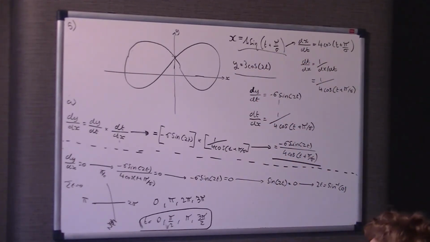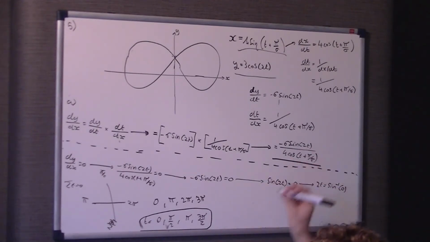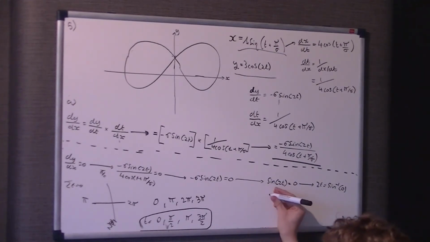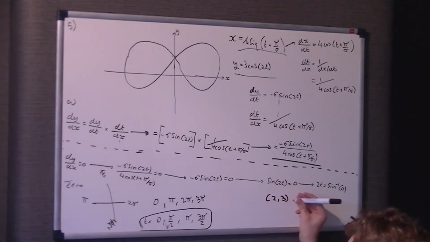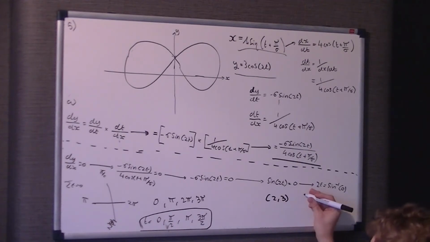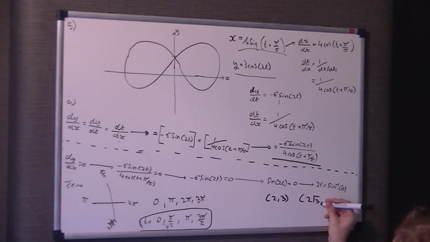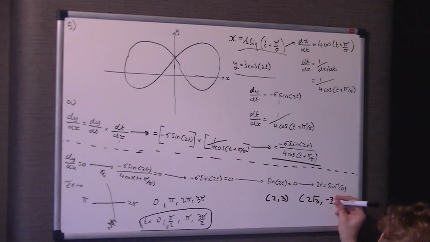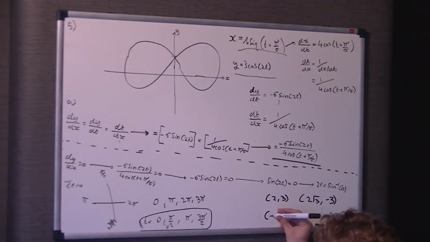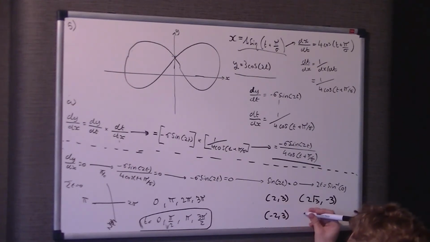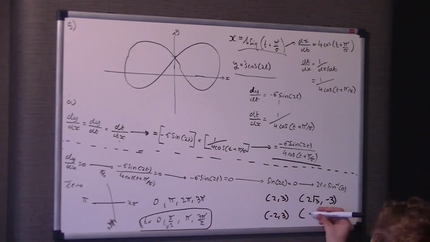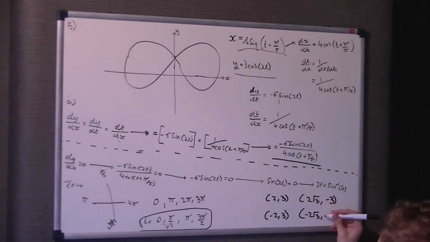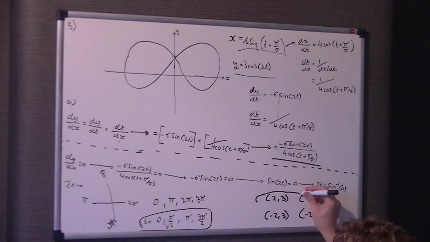So what we're going to do now is put these t values in for x and y. You can have a go at doing that, but you should get the coordinates (2, 3), (2 root 3, minus 3), (minus 2, 3), and (minus 2 root 3, minus 3). Okay, so they're your 4 turning points.